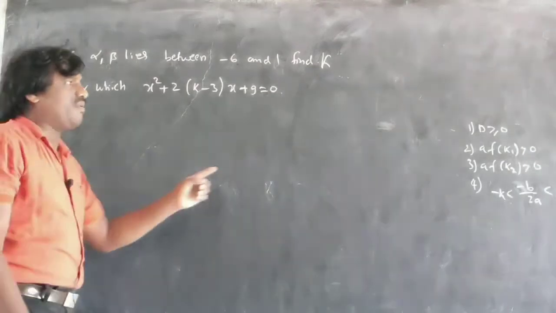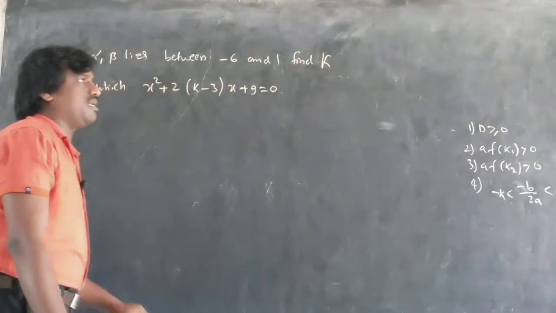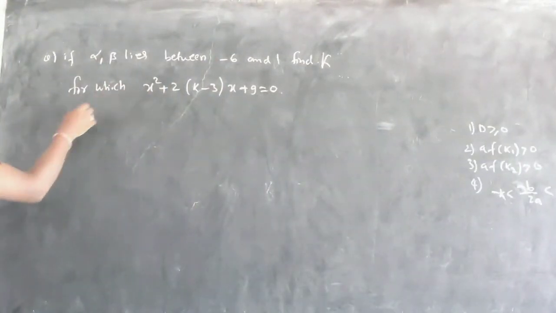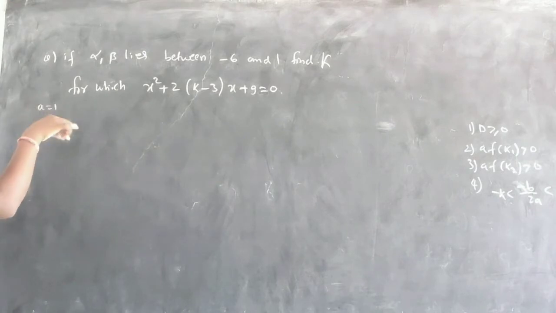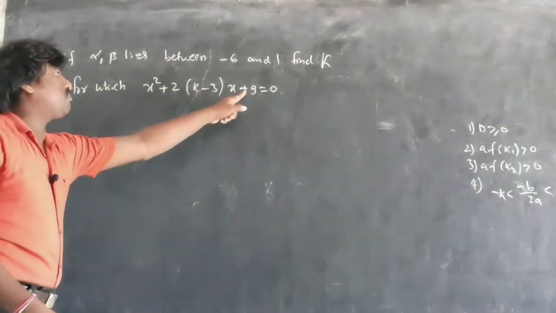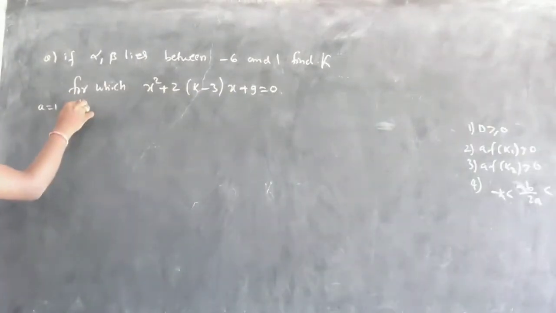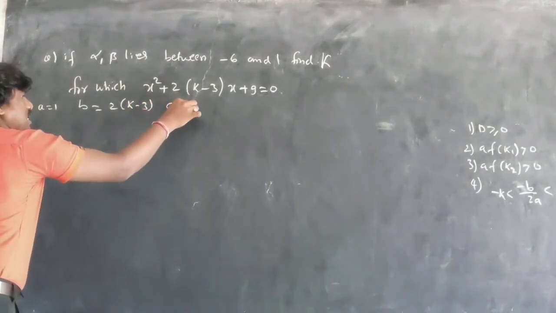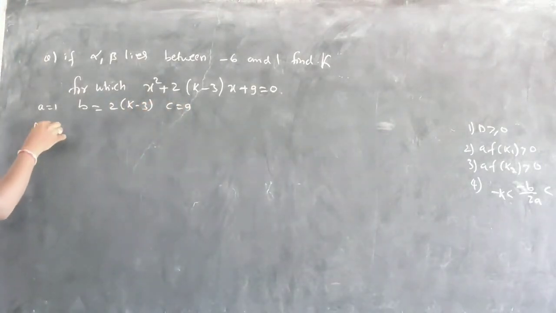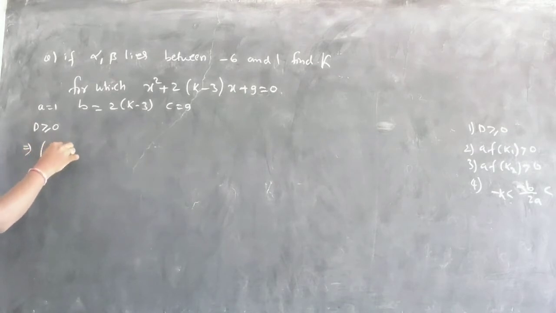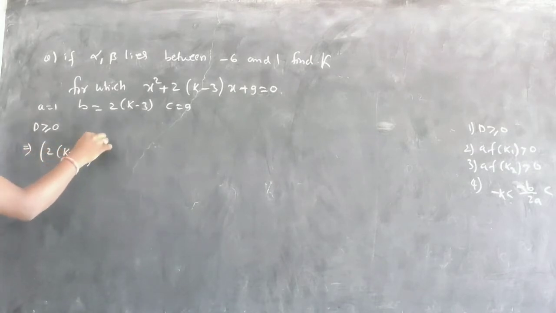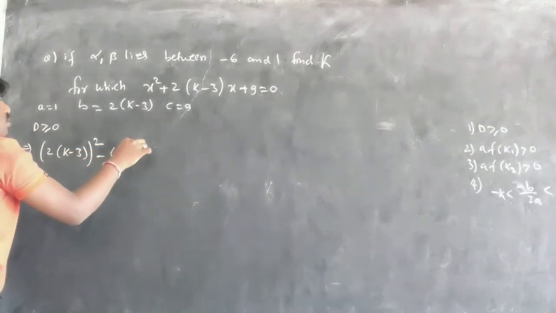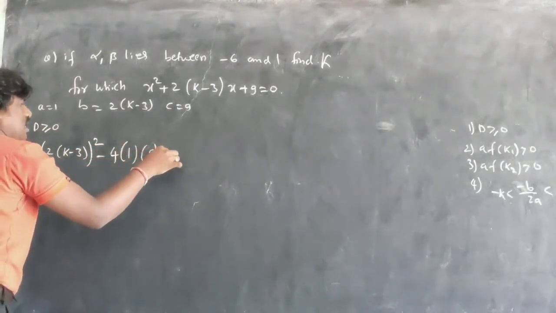Let us see what I have to do here. I will apply condition number 1, which is discriminant greater than or equal to 0. Here a is 1, if you compare with ax square plus bx plus c equal to 0. A is 1, b is 2 times of k minus 3, and c is 9. Now we apply discriminant greater than or equal to 0. The condition will be b square minus 4ac greater than or equal to 0, that is, 2 times of k minus 3 whole square minus 4 into a into c greater than or equal to 0.